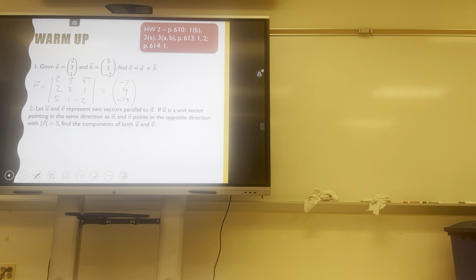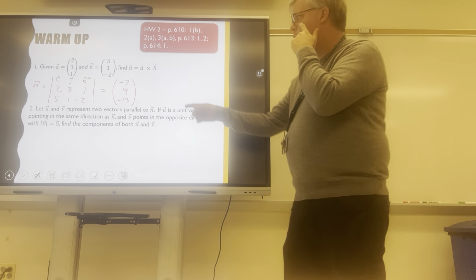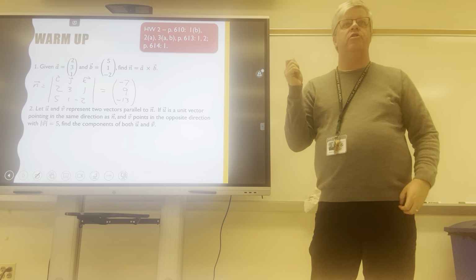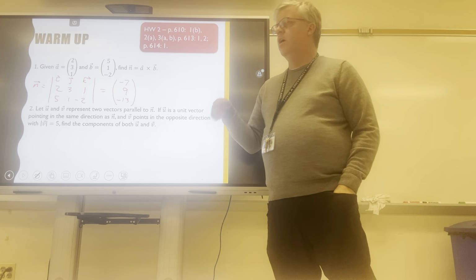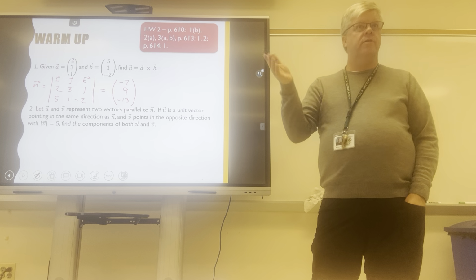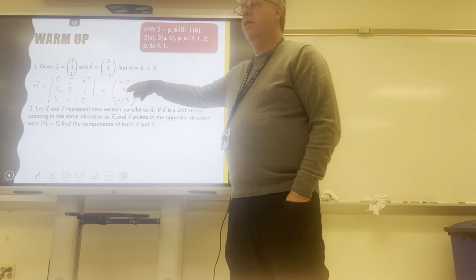Okay, now, number 2 uses a bunch of terms we talked about yesterday. So U and V represent two vectors that are parallel to N. Okay, yesterday we used the term parallel for vectors. I said it's not quite the same as parallel for lines. If two vectors are parallel, what do we know about them? They're scalar multiples of each other. So U and V are both going to be scalar multiples of N, okay?